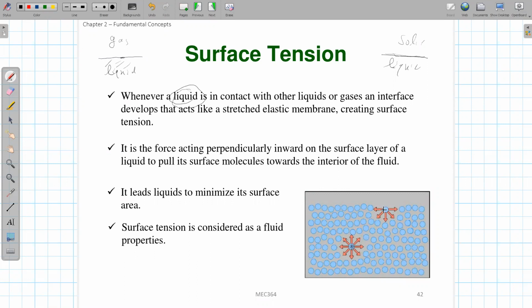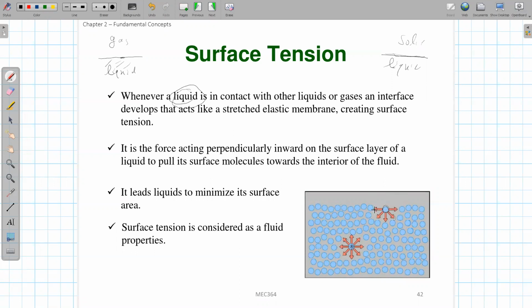But if you look at the molecules at the surface of this liquid, what do you get? Here we get the attraction force, here, here, and here, from its surrounding molecules. But this is only something like 180 degrees, right? So the top part has no force. So what will the net result be?